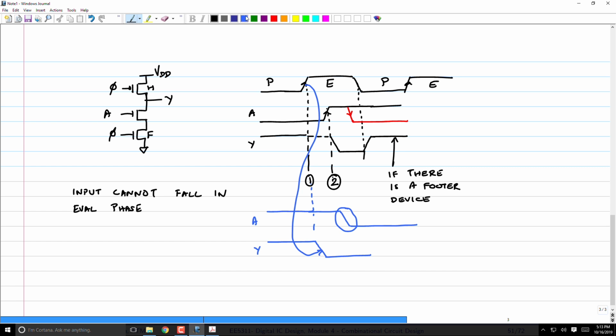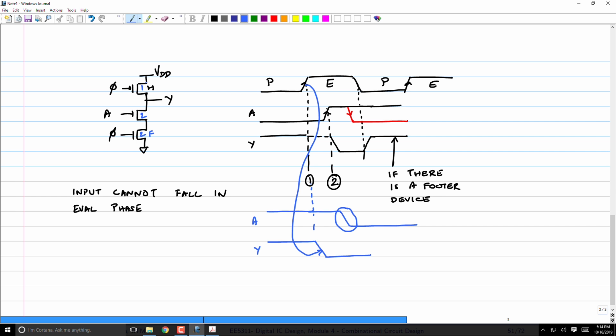So now let's come to the sizing. If I have a footer device, what should be the size of my NMOS transistors? Yeah, exactly. This is right. So I will say 2, 2. Header device should be 1. I don't need to size that up because remember, my header device is not playing any part in the logic evaluation. Evaluate phase is the only place where logic evaluation happens.